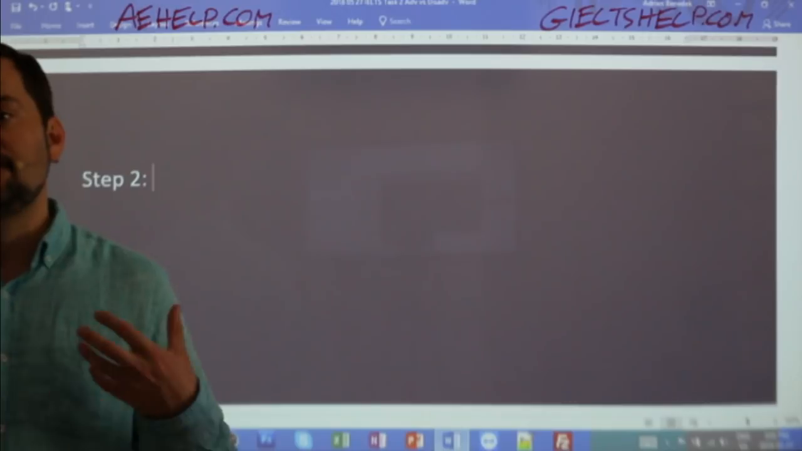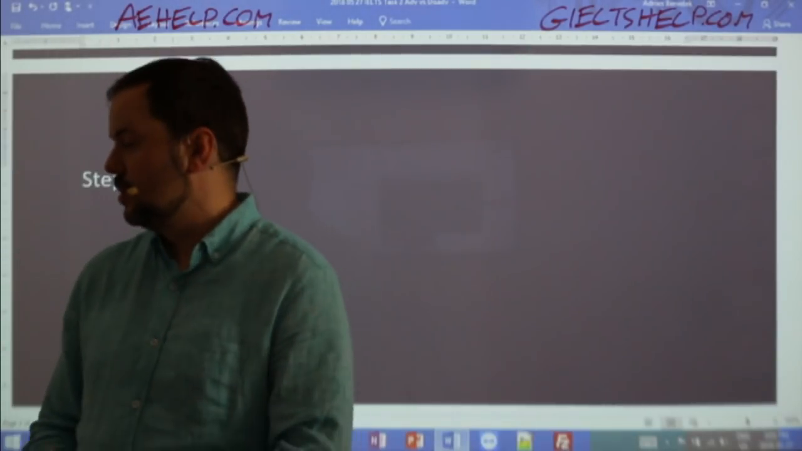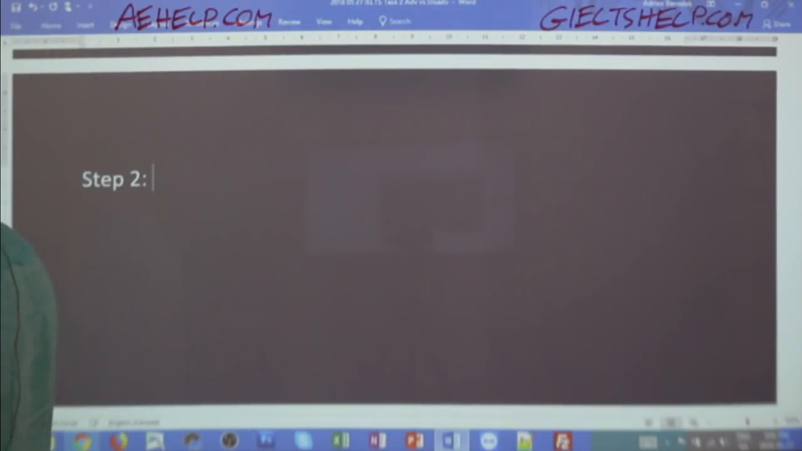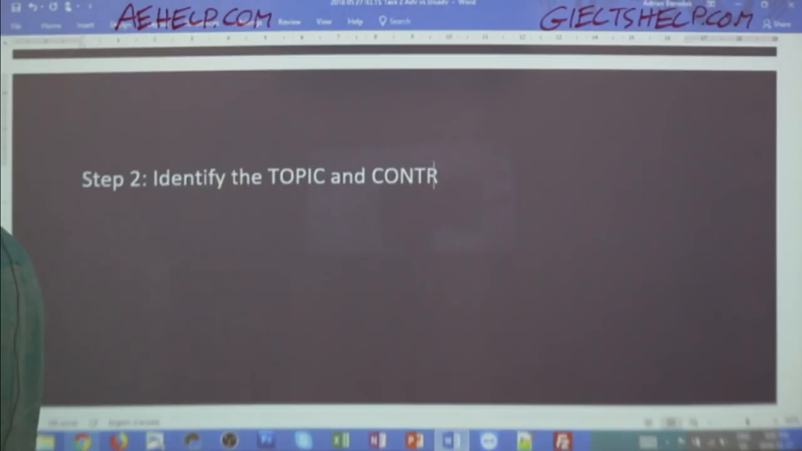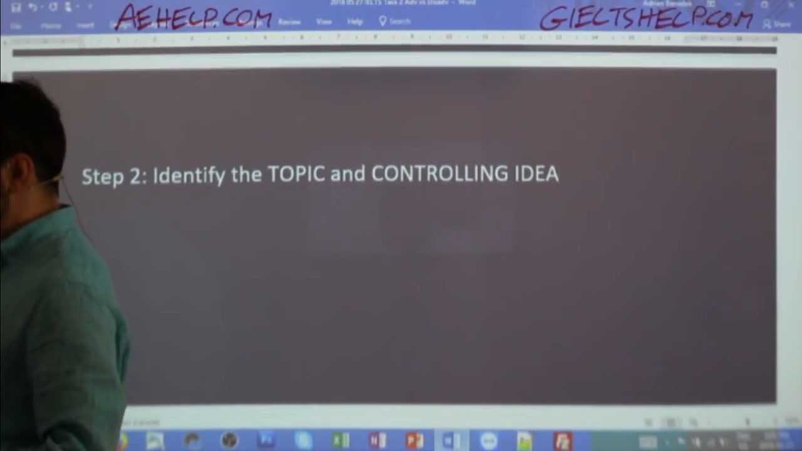Right, Manisha, so visualizing the information is always a good step. Visualizing is something that you should always use. I'm not going to go into that in more detail. What I'm thinking of here is identify the topic and controlling idea. Okay, so that's what you want to do next.